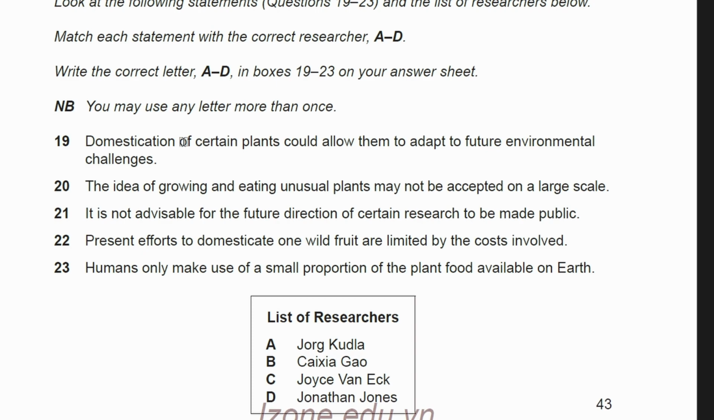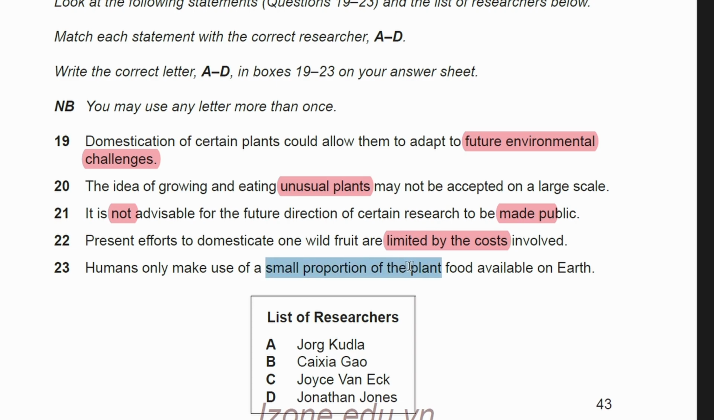For question number 19, as I said before, we don't want to choose domestication as our key phrase because that is in the heading. So we are going to choose future environmental challenges. For question number 20, we are going to choose unusual plants. For question number 21, we are going to choose made public, or in this case, not made public. For question number 22, we are going to choose limited by cost. For question number 23, a small proportion of the plant food. If you look at question number 21 and 19, we have the word future in both sentences. So for question number 19, the more important thing is to remember environmental challenges.